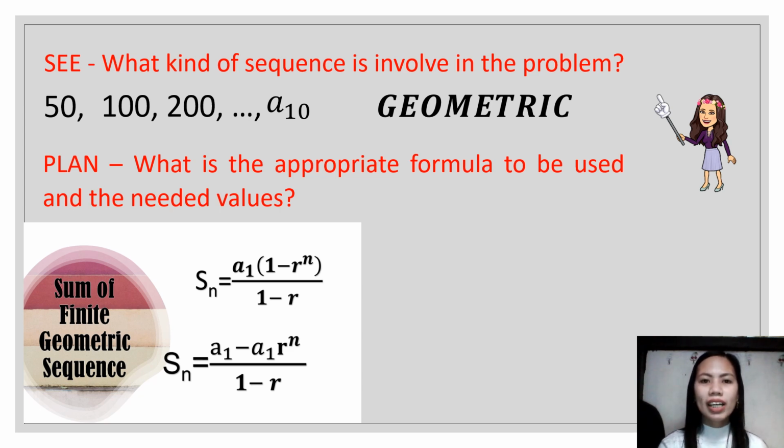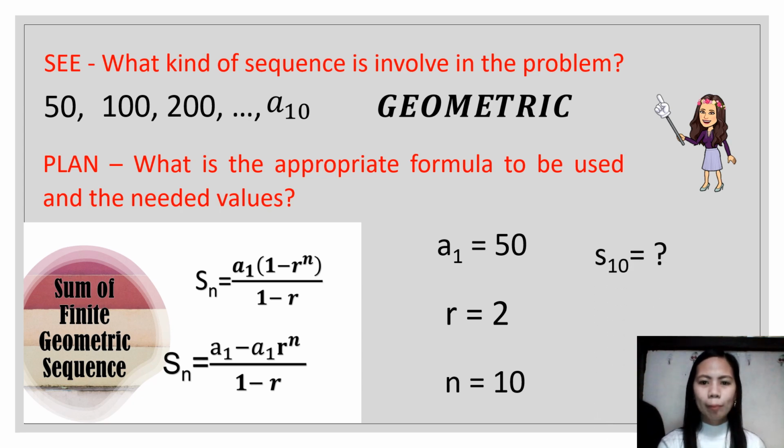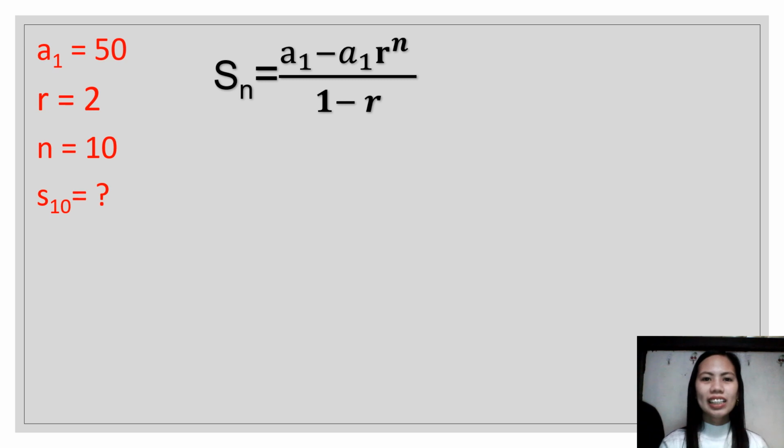Let us identify the given. We have a sub 1 equals 50. Common ratio is 2. Number of terms is 10. So, kailangan natin malaman ilan lahat for the whole 10 weeks, or yung S sub 10. Okay, let us solve this. I will use this formula.